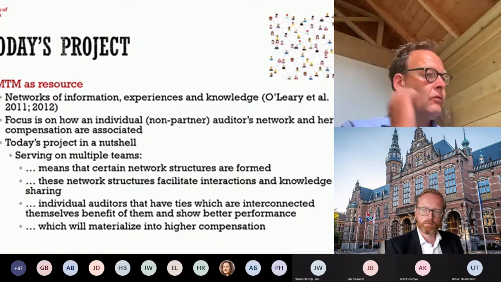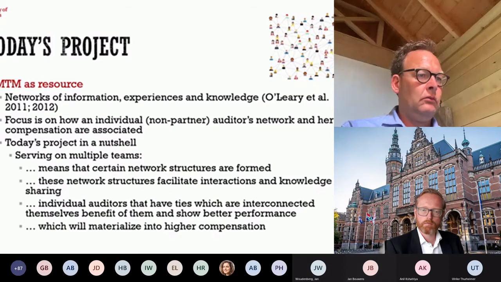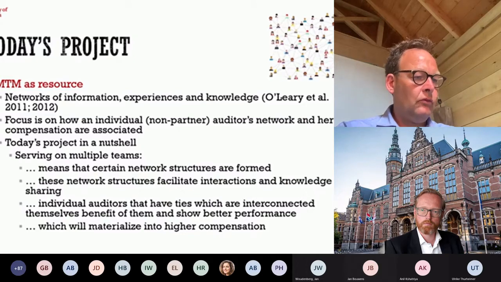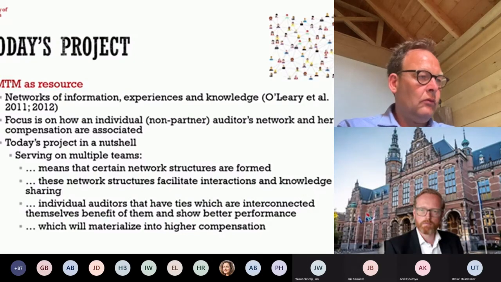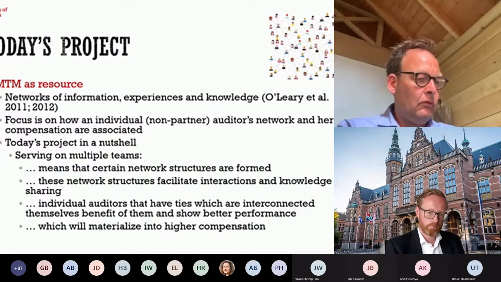So you meet, for instance, an auditor on one team, you also meet her on a second team, and perhaps the same is going on with another auditor. So you naturally see a kind of network structure appear. What is typical about these network structures, which is also highlighted in some of the literature on social networks, is that they facilitate interactions between the team members on the one hand, and more importantly, perhaps from an audit perspective, that they also stimulate knowledge sharing.